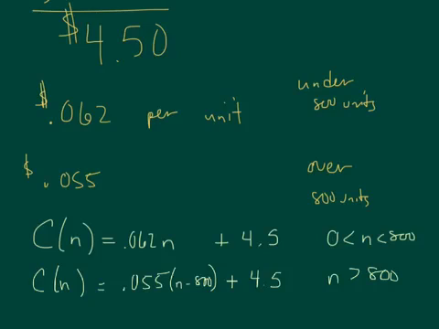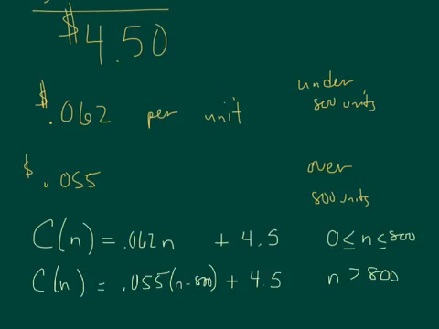Just reading the problem. Because it's up to 800, this one should look like this. These should be less than or equal to. Up to and including 800 is the first, and that's after. And then the last thing says draw a graph. Draw a graph for C of n between 0 and 1500.